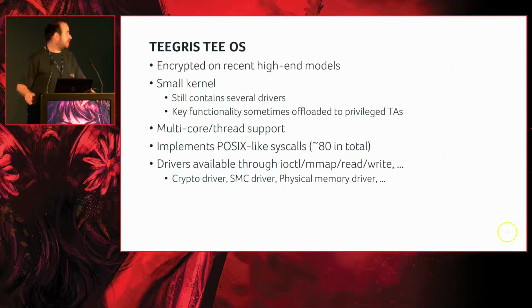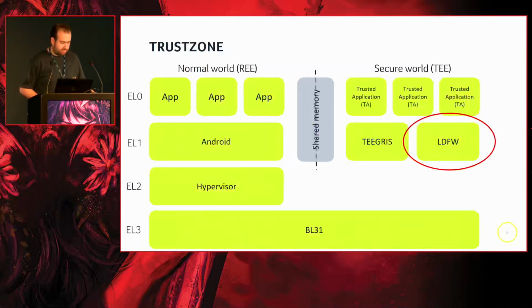So Tigris is a TOS that has been developed by Samsung. It's been deployed on the S10 for the first time. It's stored encrypted in high-end models. It's a relatively small kernel, but it's not a full microkernel, so it still contains a couple of drivers. It conveniently implements POSIX-like syscalls, so whenever you want to interact with a driver, you need to open a device, and then you can do the usual IOCTL, read, write, mmap, etc. to interact with them. And these are some examples of drivers that are implemented in the OS.